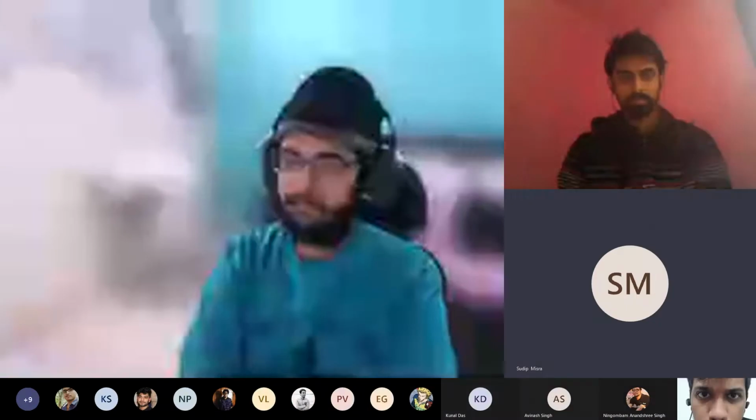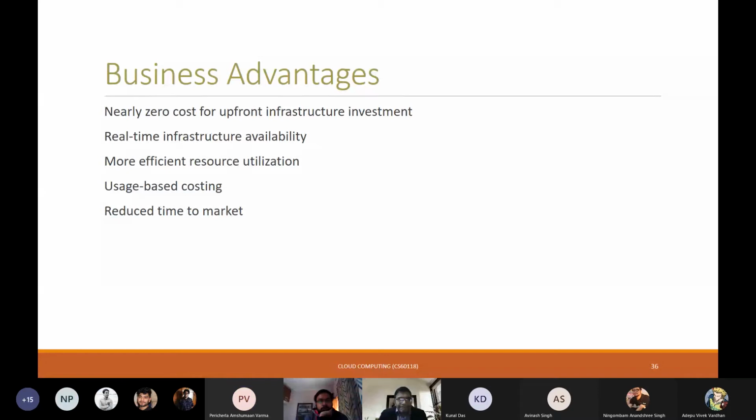multi-cloud, and so on. So we will also look into different types of implementations of cloud, right? And before that, let us go through some of the different advantages from a business point of view.